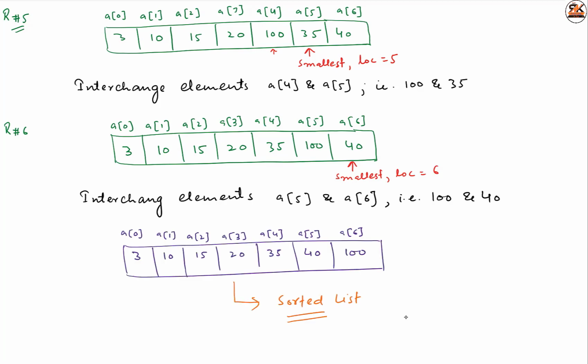Now you have seen that for 7 elements we have undergone 6 rounds, and in a similar fashion I can say that if there are n elements in an array that we have to sort, we have to undergo at least n minus 1 rounds by using the selection sort algorithm. Okay, so this is how this algorithm works, and now let me write the program or the function that will have the lines of code used to implement this algorithm.